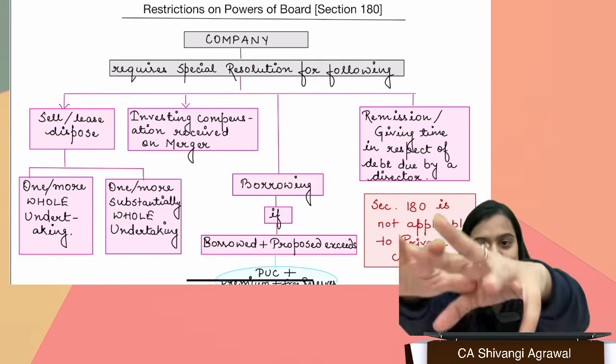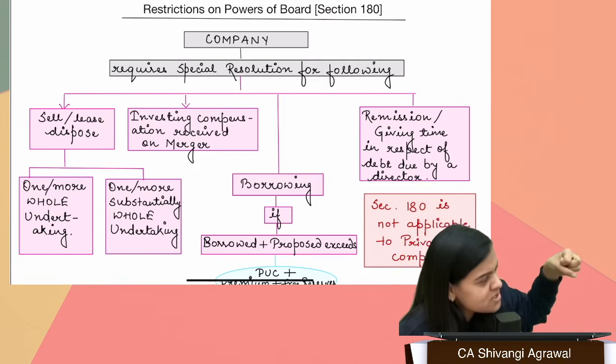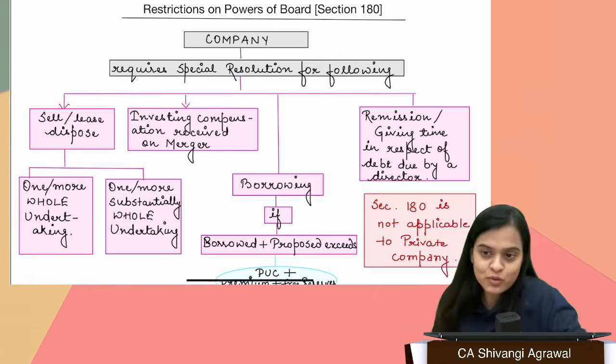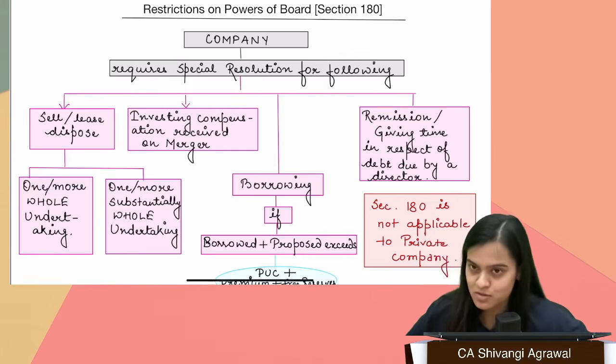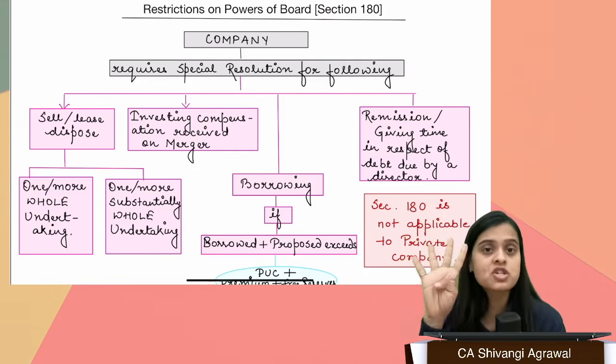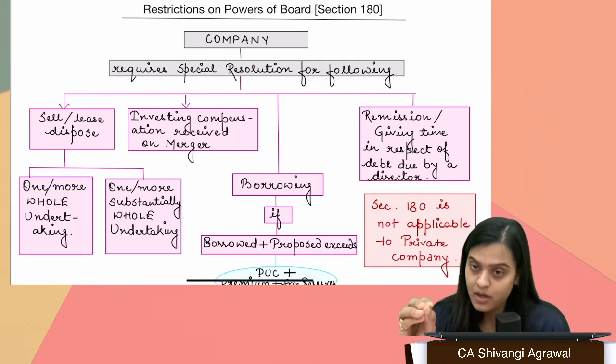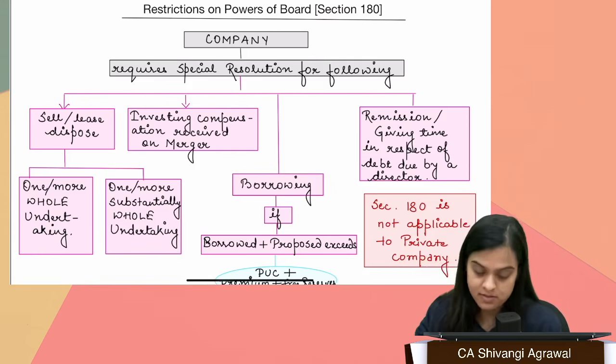Your power is restricted. You have the power to borrow money, but you can borrow only up to this amount. Beyond this, if you want to borrow, you need to go to the members and take their permission. Fine. So there are four things which have been specified which require special resolution. Okay, what are those four things?